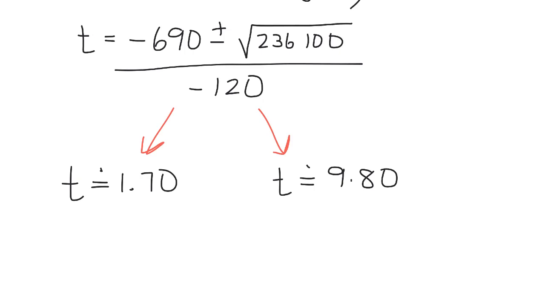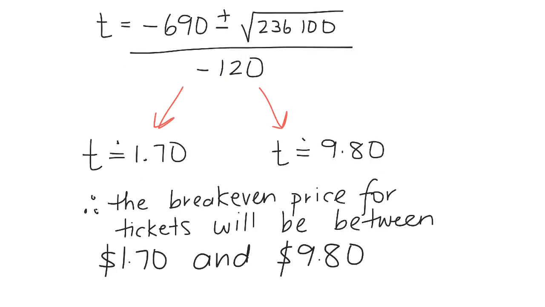You should get two possible answers for the tickets, and one of them is 1.70, rounded to 2 decimal places. The other possible solution is 9.80, again rounded to 2 decimal places. So we can conclude that the break-even price for tickets will be somewhere between $1.70 and $9.80. So what does this really mean?